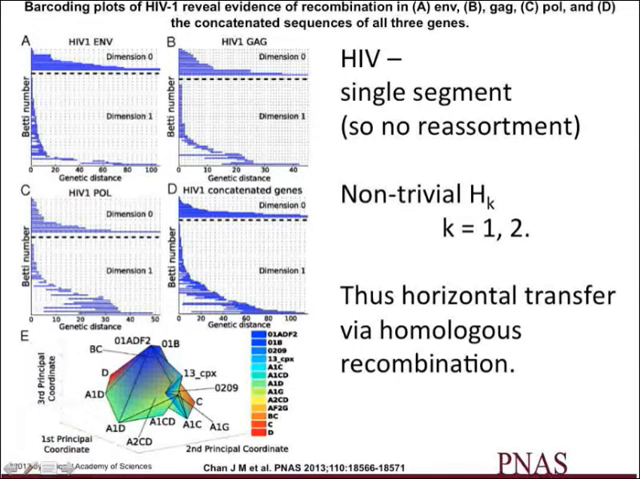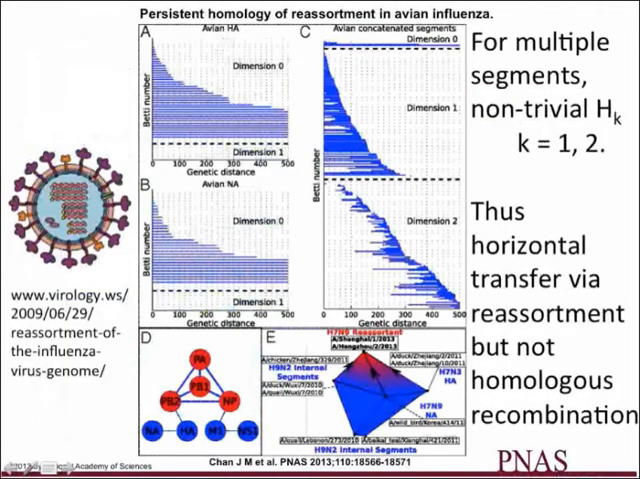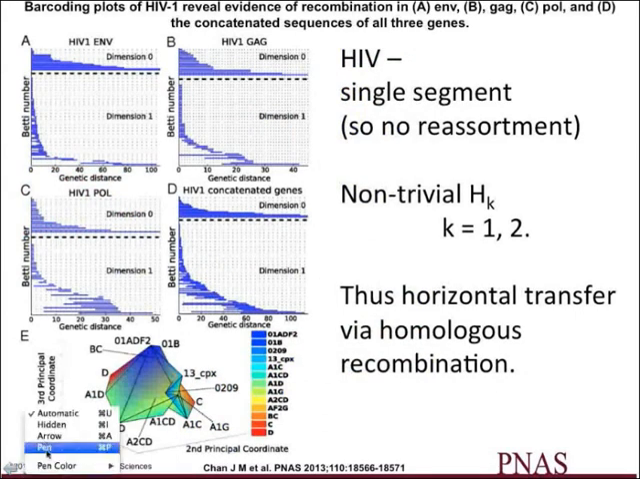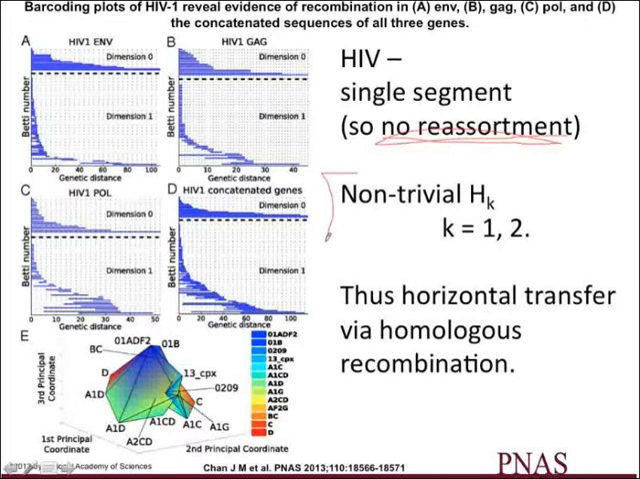So we did not get a chance to take a look at the HIV virus. The HIV virus is interesting in that it is a single segment. So we just have one segment as opposed to the 8 segments that we had for the influenza virus. So since we have only one segment, there's no reassortment, so we can't have reassortment if we only have one segment. But there is non-trivial HK.